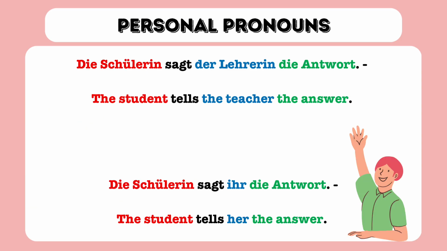Die Schülerin sagt der Lehrerin die Antwort. The student tells the teacher the answer. Der Lehrerin is the indirect object here, it's the one receiving the answer. If we switch that out for a pronoun, you would end up with Die Schülerin sagt ihr die Antwort. The student tells her the answer. Ihr is a pronoun for the dative case that is used for feminine nouns, such as die Lehrerin.